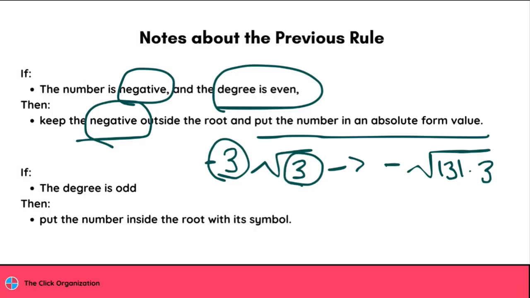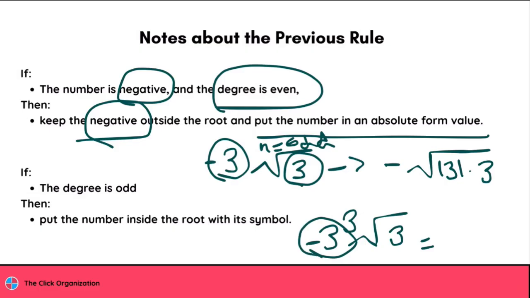And the second note, if the degree is odd, then put the number inside the root with its symbol. No matter if the symbol is positive or negative, put it with its symbol. So for example, I have minus 3 times the third root of 3. I am going to put this coefficient inside the root with its symbol. So it is going to be the third root of minus 3 times 3.